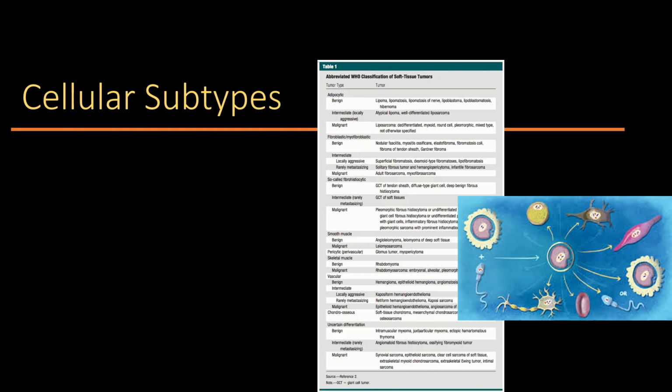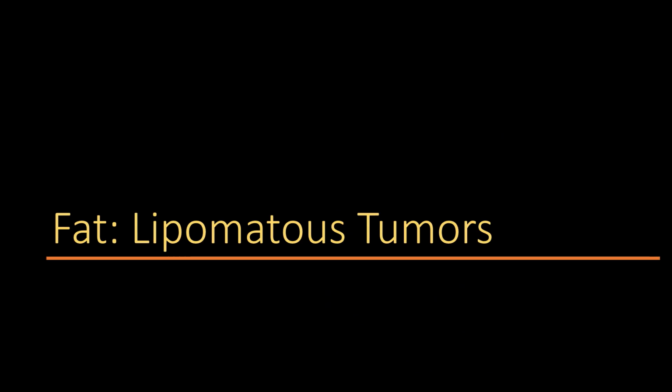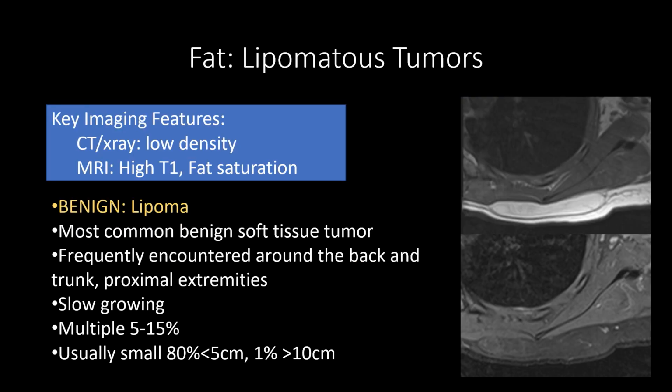Okay, so now let's get into some of our subtyping. And again, these are the subtypes we're going to talk about, not muscle or vascular, and we're going to start with fat. So our lipomatous tumors. In each of these subtypes, I'm going to talk about key imaging features. So what are the imaging features we're looking for to know that this is the subtype of the tumor? In fat, obviously on CT, we're looking for low density. On MRI, we're looking for that high T1 signal with fat saturation.